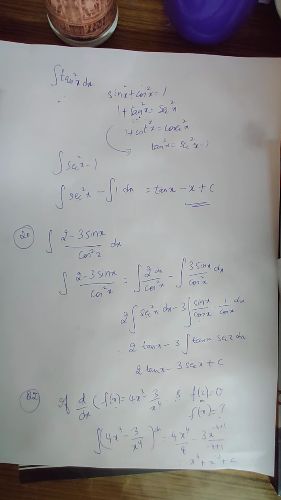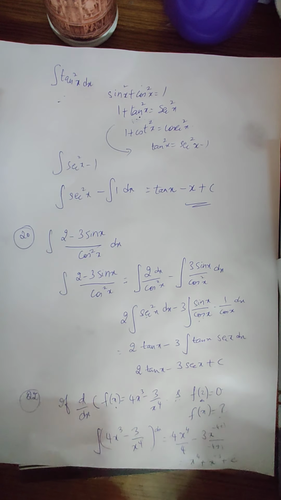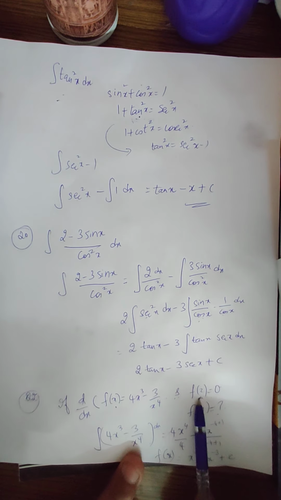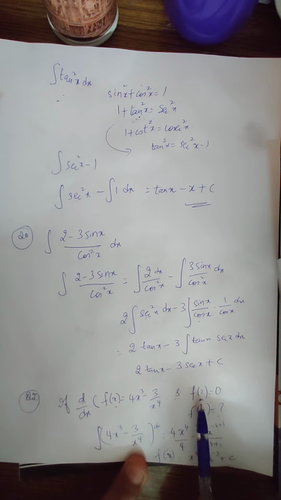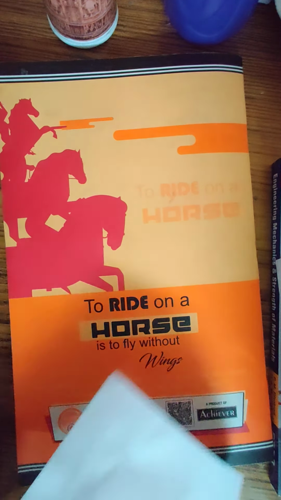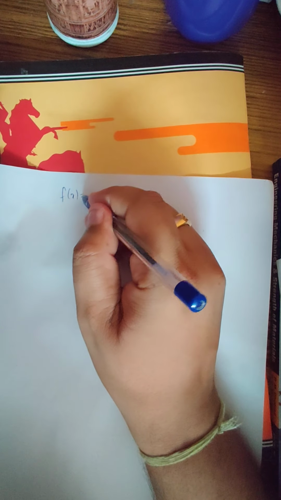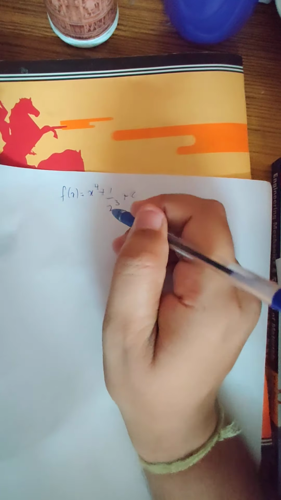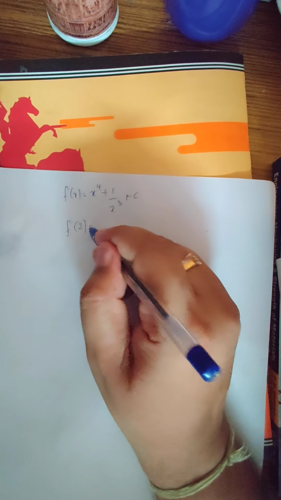So from that, we have come up with the function f of x. What we have to do is put f of x at the place of x equal to 2 and equate that to 0. Let me write that function for you again. f of x equals x power 4 plus 1 by x cube plus c. It is given that f of 2 equals 0.